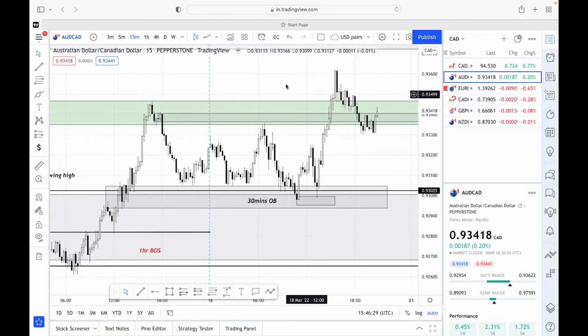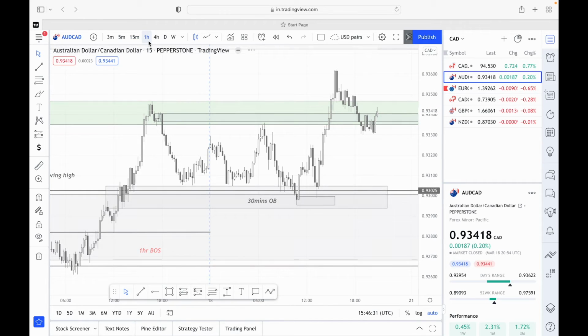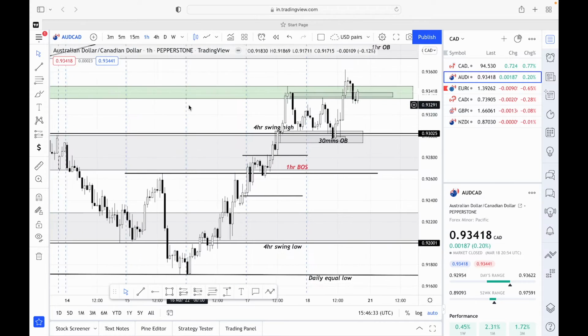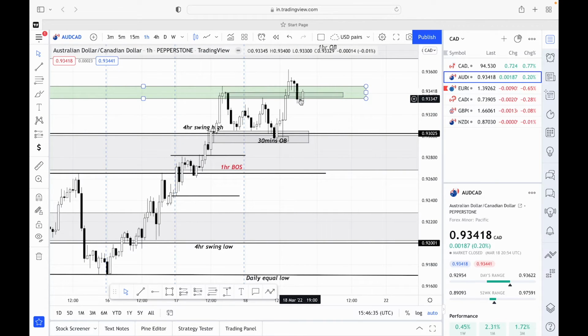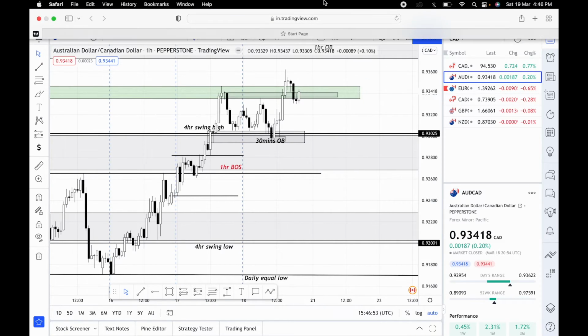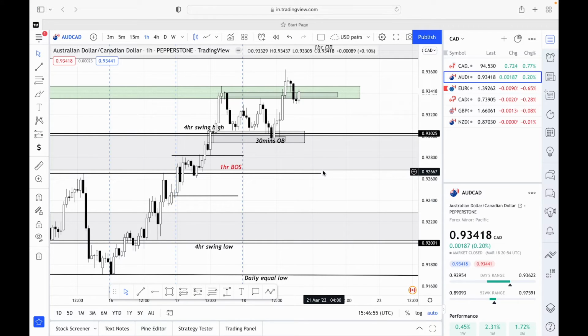But from what I'm seeing here, from the 15 minutes to the 1 hour, it is still indicating that the bulls are still in charge. So next week, I'm still going to be looking at this pair, looking for reasons to enter long. As simple as it may appear, I keep saying something: don't keep it complicated. Keep it as simple as possible.